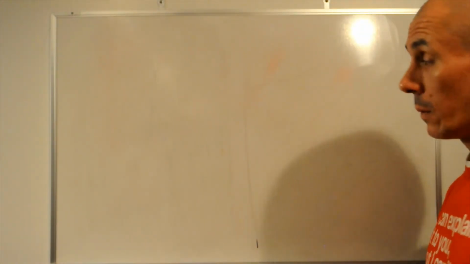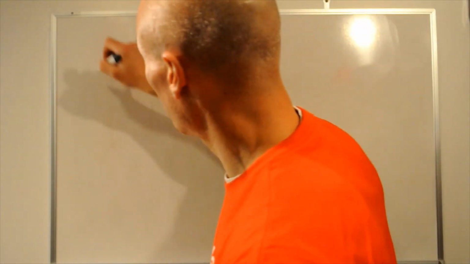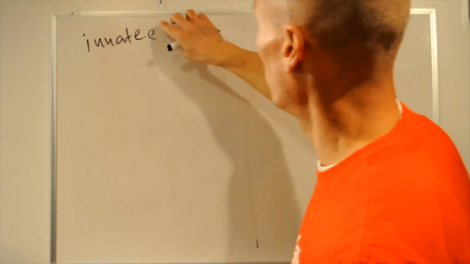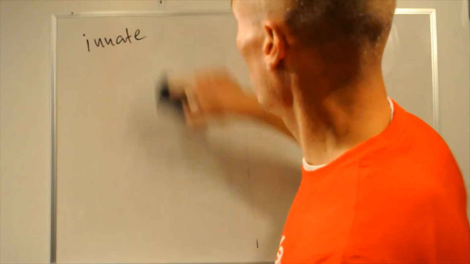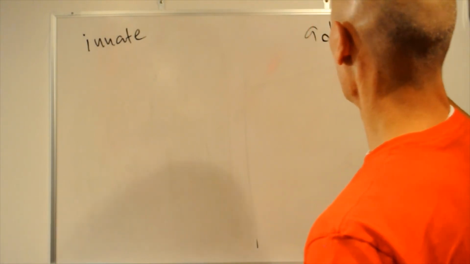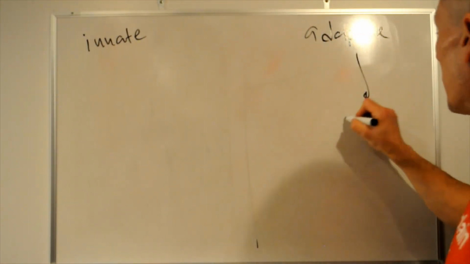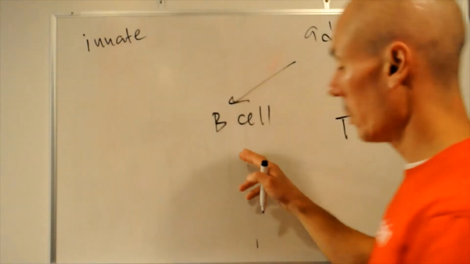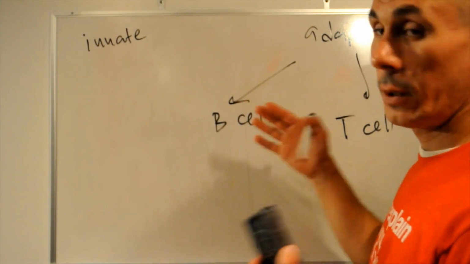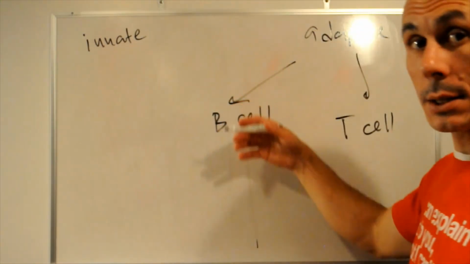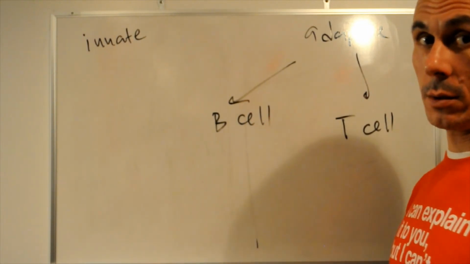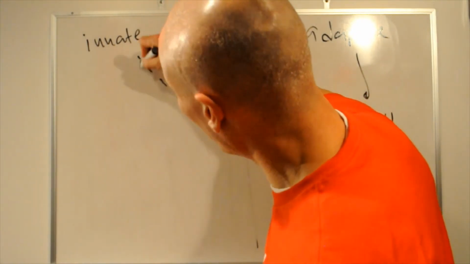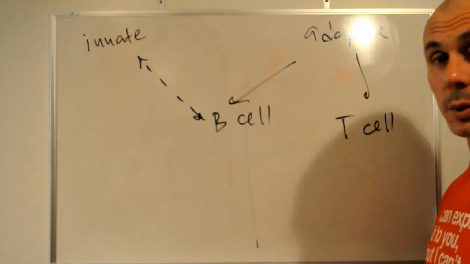To wrap it up in a small overview here, I want you to appreciate this. So we've got innate responses, right? And we've got adaptive responses. And adaptive are T cell responses and B cell responses. So B cell responses here, that produces antibodies. Antibodies opsonize the pathogen and increase the phagocytic activity. So that provides that link between the innate and adaptive response.